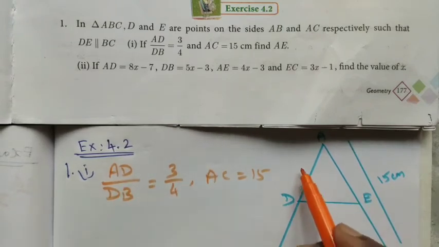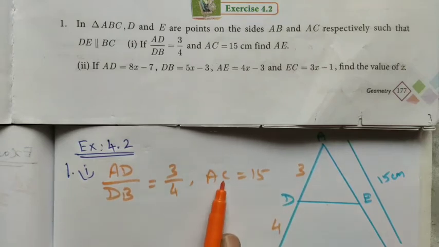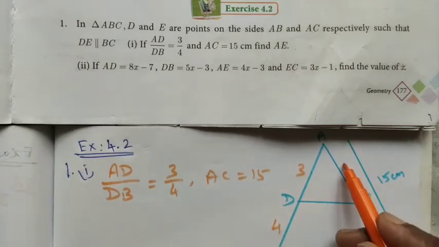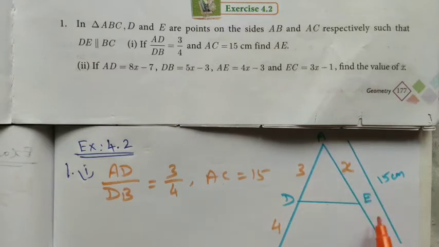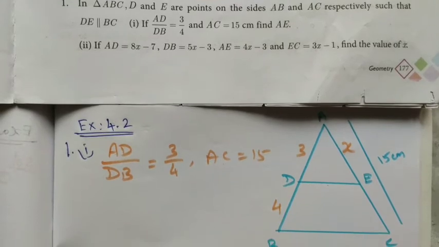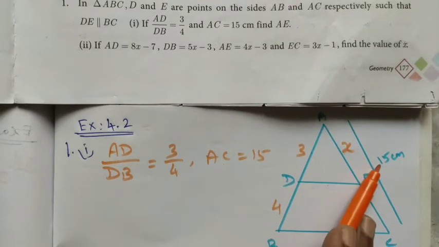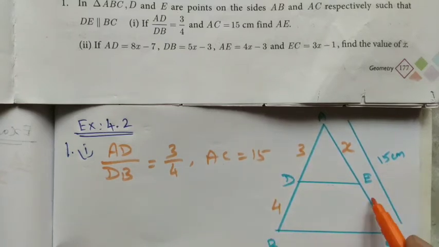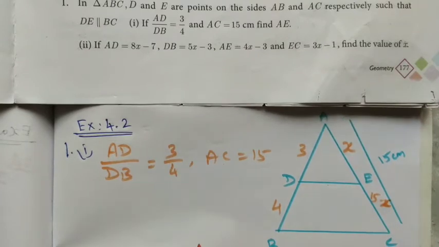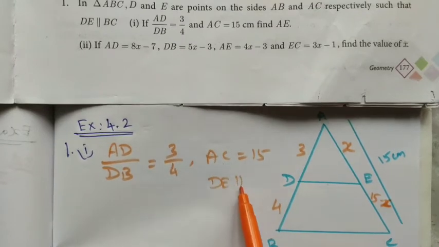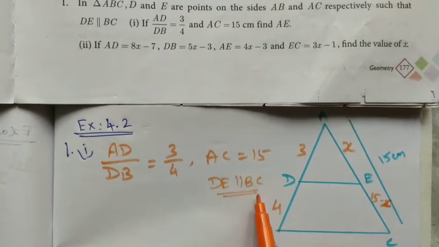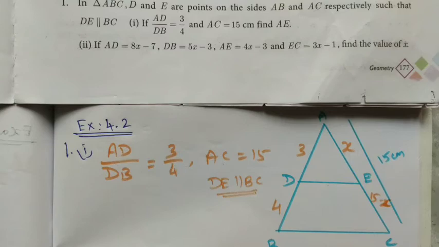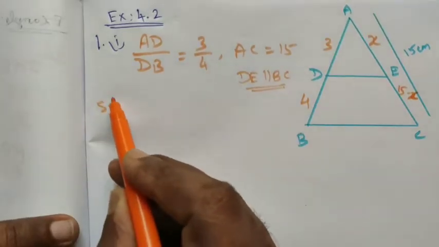So AD is equal to 3 and DB is equal to 4, and then AC total is 15. Here we want to find out what is AE. Let me take AE as x. Then EC is equal to 15 minus x, because the total is 15 and AE should be subtracted. The condition given is DE is parallel to BC, so we can use the formula of BPT, basic proportionality theorem. Let's go to the solution.